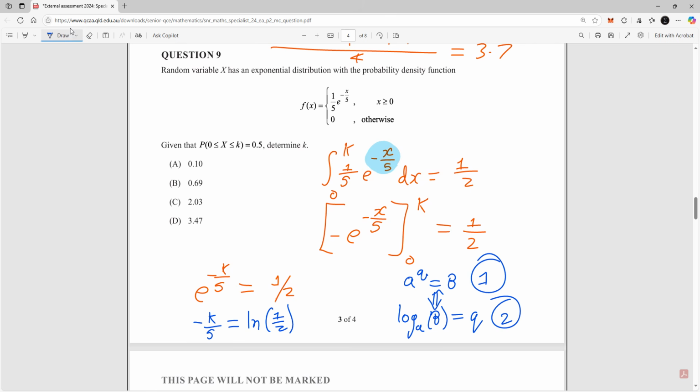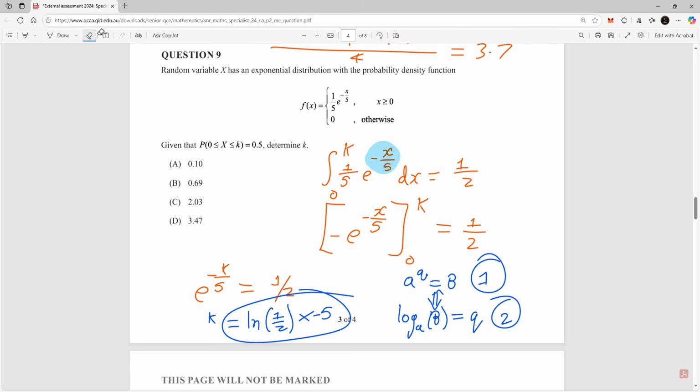Okay. So all we've got to do now is times both sides by negative 5. So k is going to be natural log of a half times by negative 5. Then we just chuck that into our calculator because it's a calculator exam. The solve functions don't necessarily work on these guys here. Sometimes you have to do a little bit of work here. But again, pretty tough multiple choice question. Now if you chuck that into your calculator, you should get about 3.47, which is D.